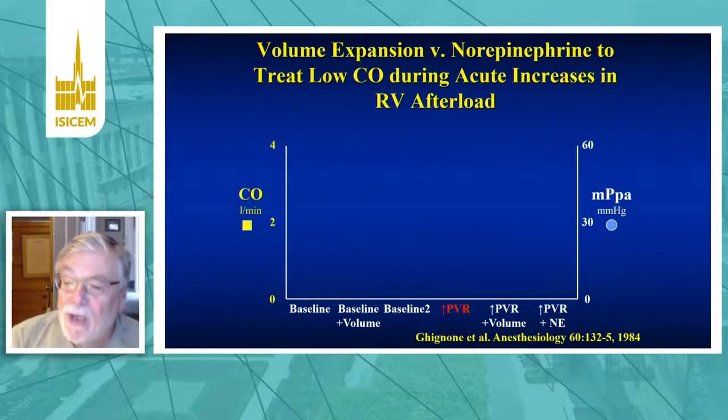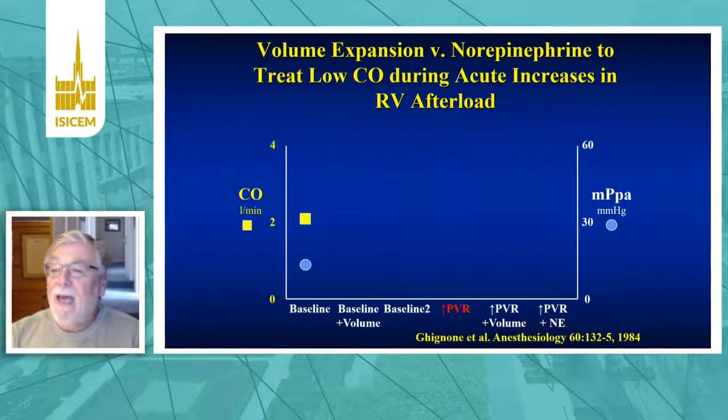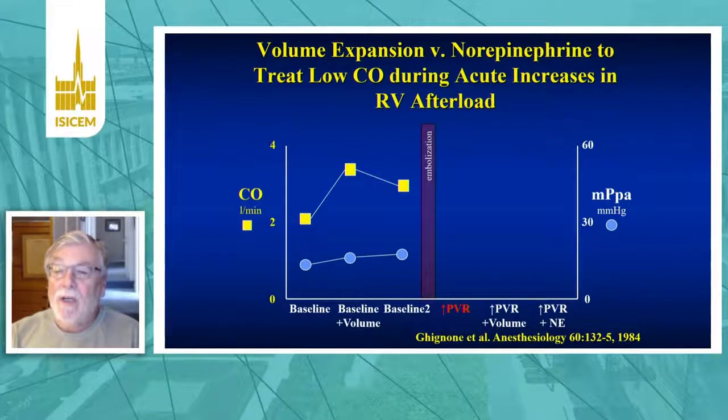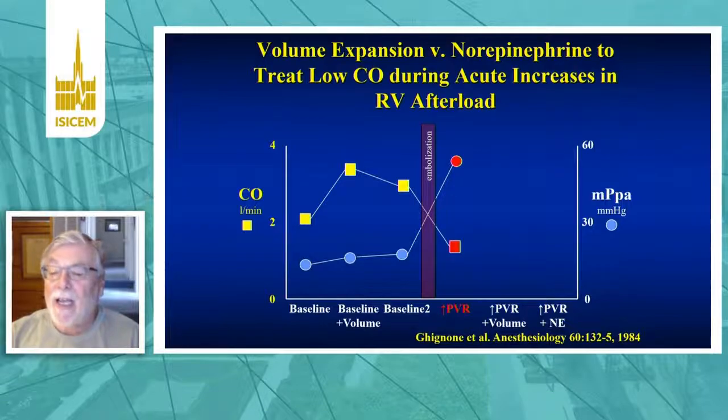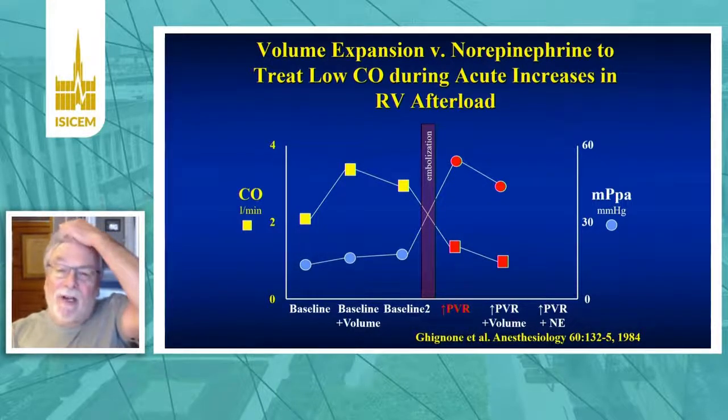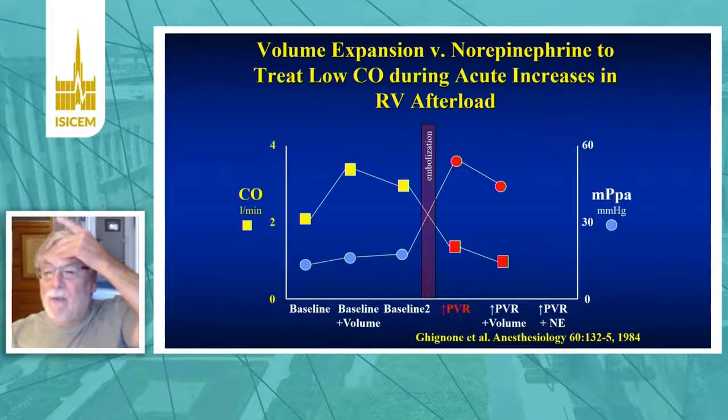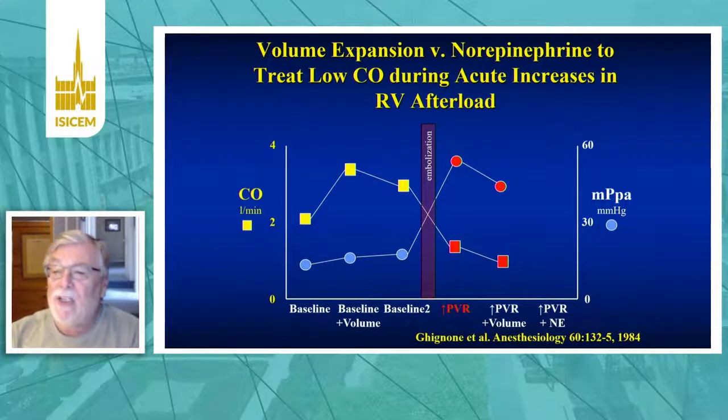This was brilliantly shown by Ganoni many years ago, in which he took a baseline animal model and he had their mean arterial pressure and cardiac output. He gave them volume and the mean arterial pressure, the mean pulmonary pressure went up a bit and cardiac output went down. He had another baseline. Then he gave glass bead embolization right there. And that caused a profound increase in mean pulmonary pressure and cardiac output fall. When he gave volume, cardiac output fell even further and cardiac output fell as mean arterial pressure fell slightly because he was in cardiogenic shock.